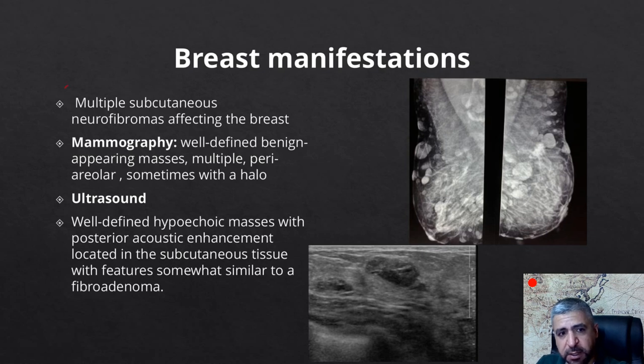There are subcutaneous neurofibromas affecting the breast, a lot. In mammography they will be well-defined, benign-appearing masses, like here, where there are multiple innumerable benign-appearing masses all over the breast, sometimes with a halo if they are surrounded by air, if they are close to the skin. And the ultrasound will show you something that looks like a neurofibroma, even containing some posterior acoustic enhancement.